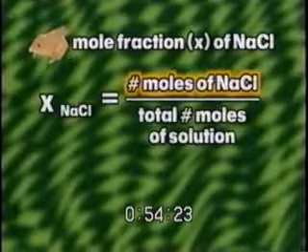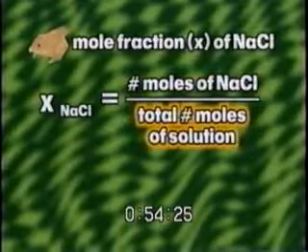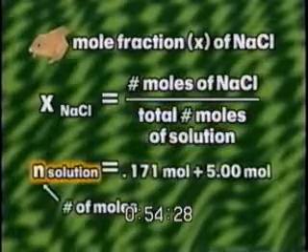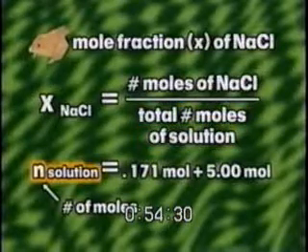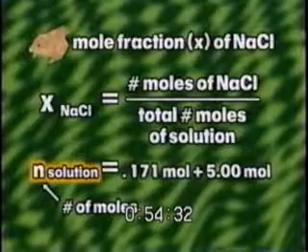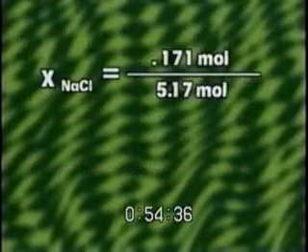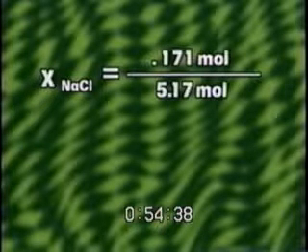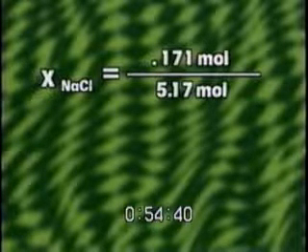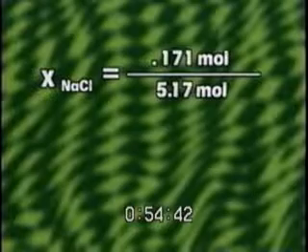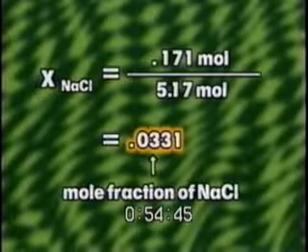Now we can find the mole fraction, X, of NaCl. We divide the number of moles of NaCl by the total number of moles of solution we have. Our solution is 0.171 moles plus 5.00 moles, for a total of 5.17 moles. The mole fraction for NaCl is 0.171 divided by 5.17 moles, which equals 0.0331.